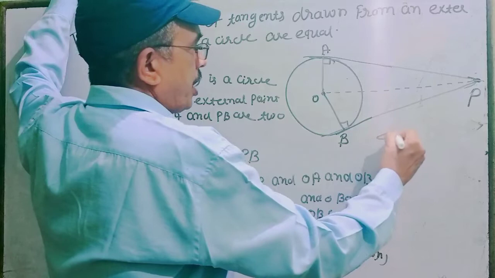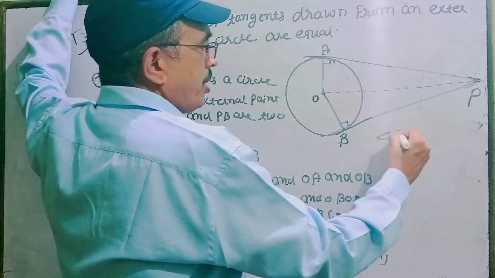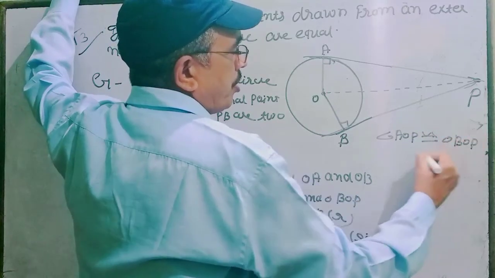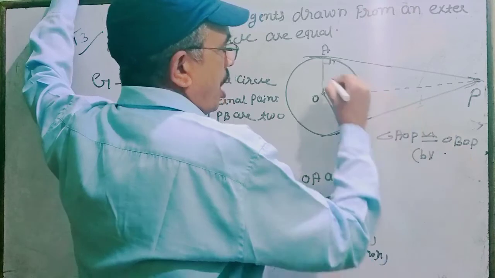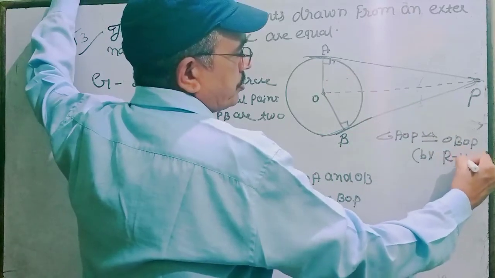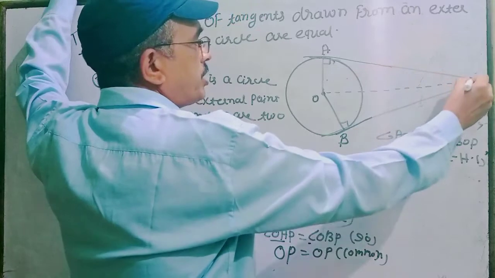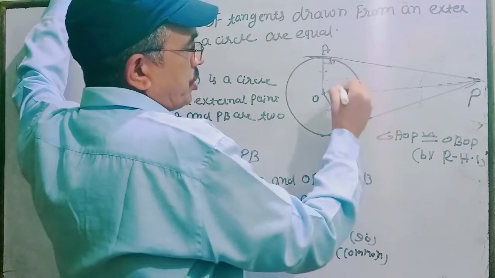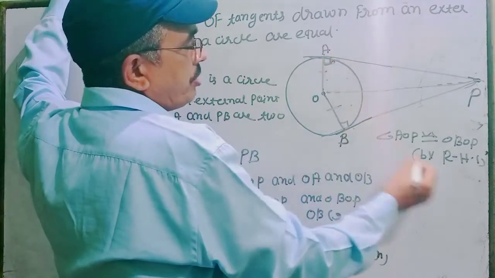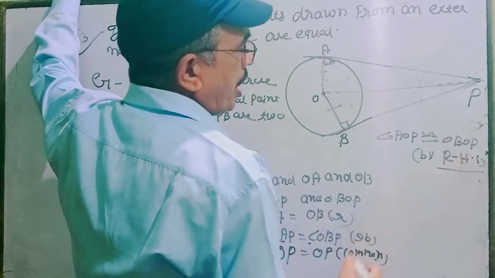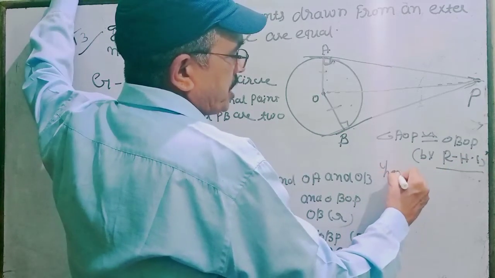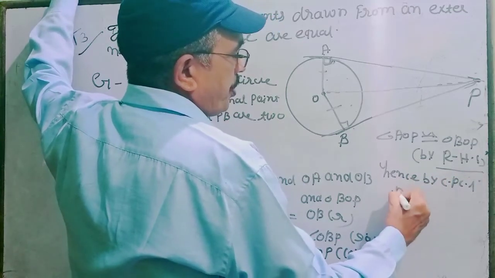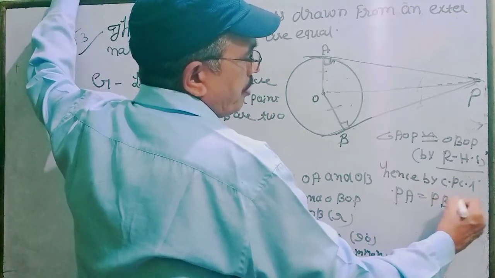Hence triangle AOP is congruent to triangle BOP by RHS, because here is the hypotenuse, here is one side and one is a right angle. So in this theorem we use the congruency property RHS. Hence by CPCT you can write PA is equal to PB. Proved.